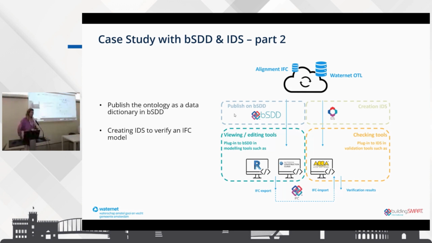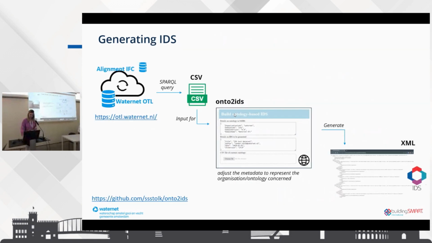And now I'm going to show a bit more of the creation of the IDS, because I skipped in the first part that we also make automatically an IDS from our ontology. And then I will show a movie where we check the IDS with this generated IDS. So the IDS is generated in a little bit the same way as we create a JSON file for BSDD.